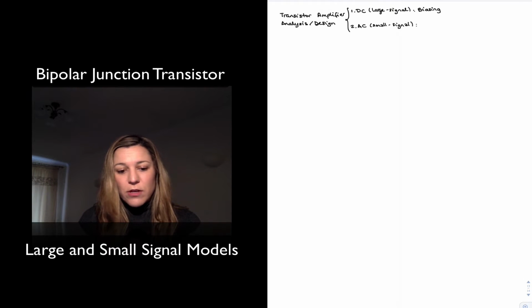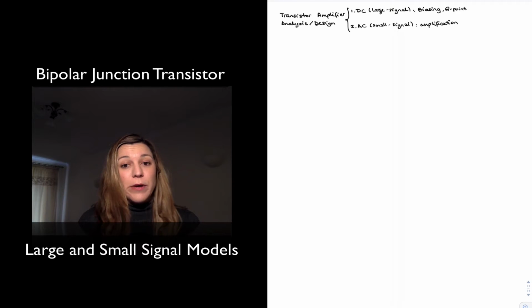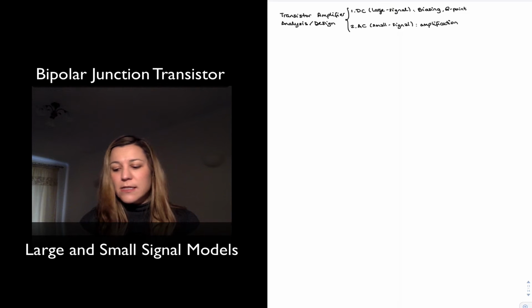So as I mentioned, the DC portion of the analysis is going to be biasing or setting the Q point. And the AC portion is where we're going to calculate the amplification parameters, the gain of the circuit, etc., input resistance, output resistance. And the reason for that is the signals that we're going to be amplifying are the small AC signals.